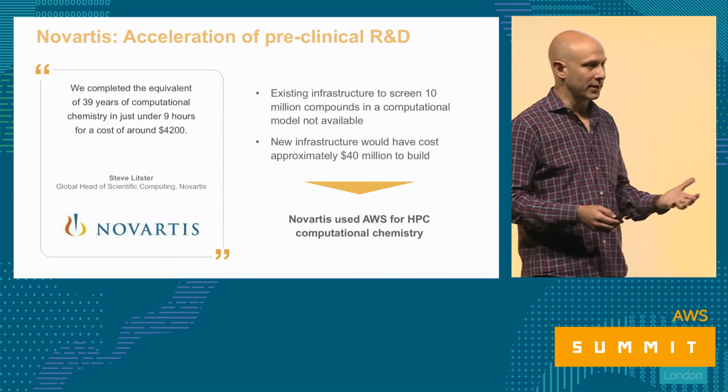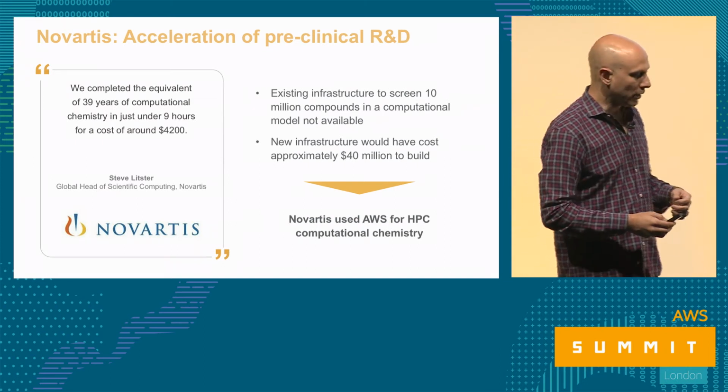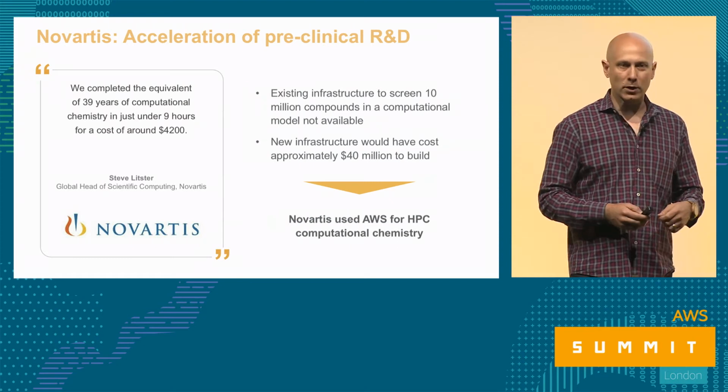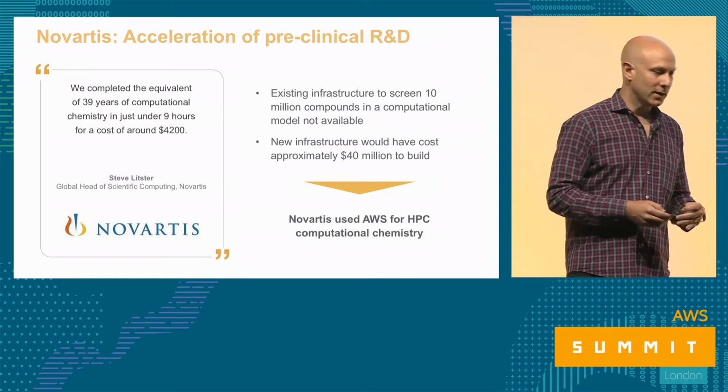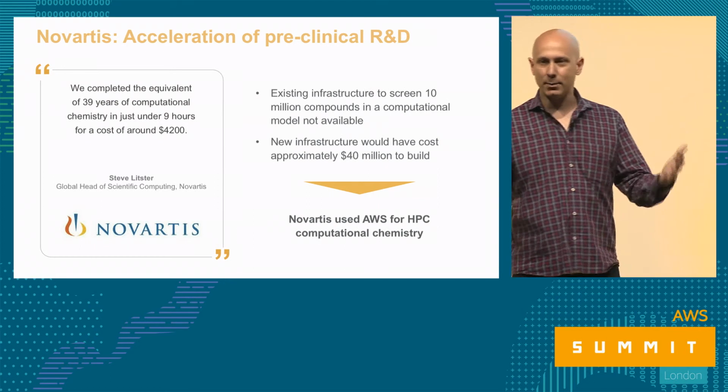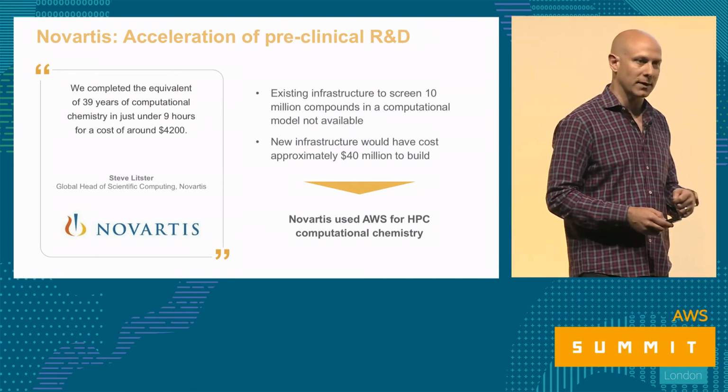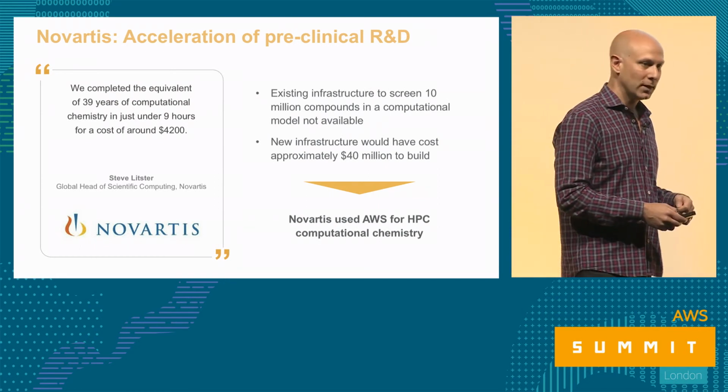So they went to the IT department and said, here's what we want to do. We want to use 50,000 cores. When can we get this on the grid? And they said, you can get that on the grid in 18 months, and it will cost you $40 million because we have to build out a grid for you.